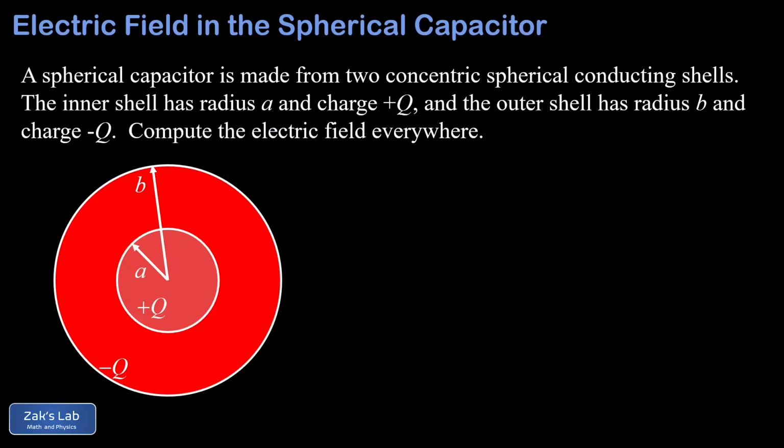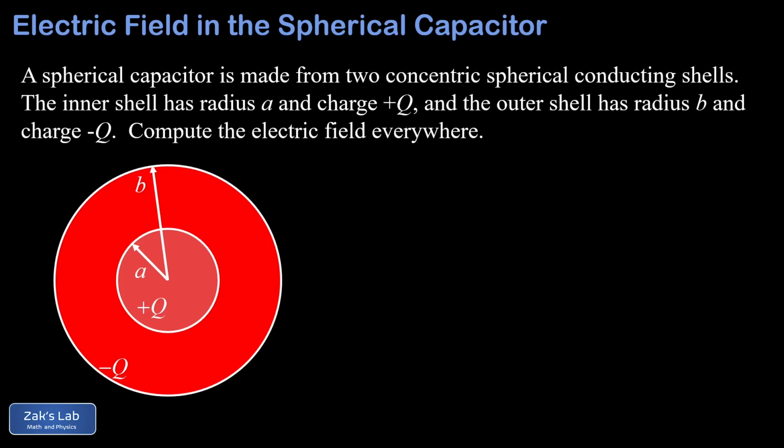This video is the first in a three-part series on the spherical capacitor. In this video, the goal is to simply compute the electric field in the space between the two conductive shells of the capacitor. So we see our spherical capacitor on the left, and it's made of two concentric conducting shells, the inner one with a radius of A and a charge of plus Q, and the outer one with a radius of B and charge negative Q.